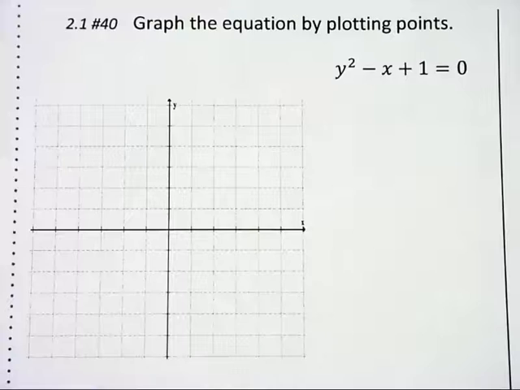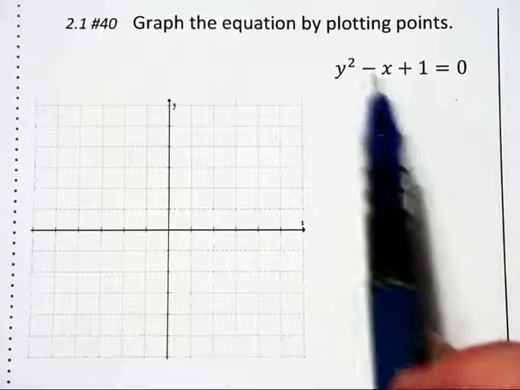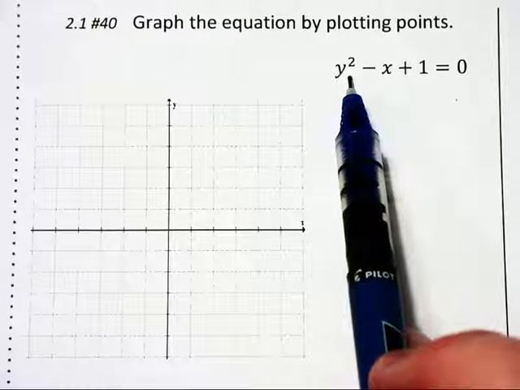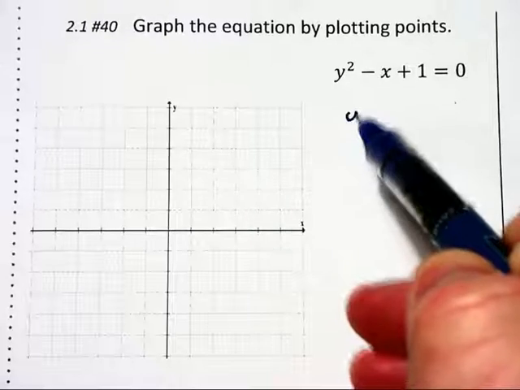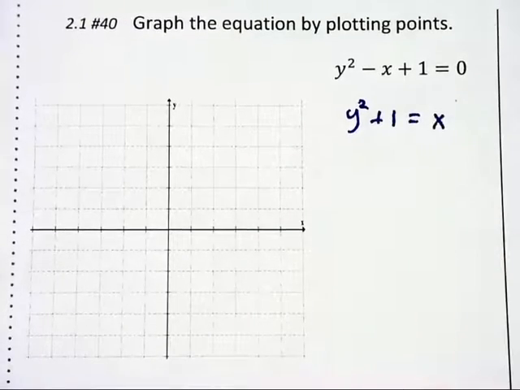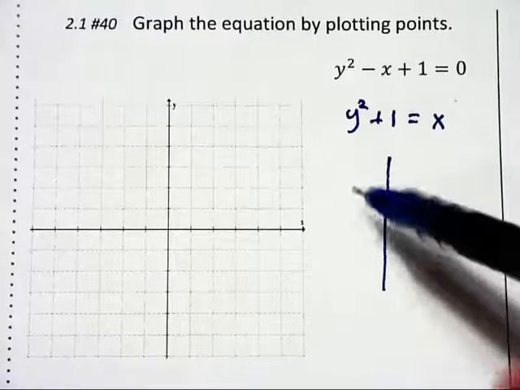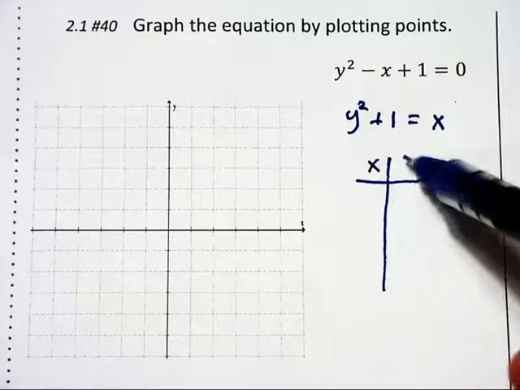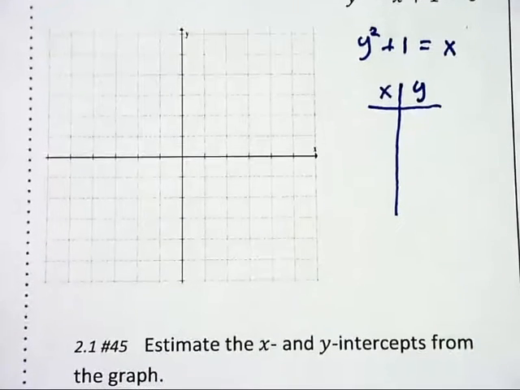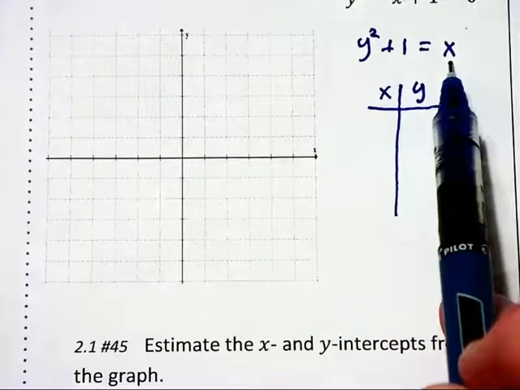We are asked to graph this next equation by plotting points. Notice how y is squared, and that's not something we usually have. I'm going to write this as y squared plus 1 equals x so that we can isolate the x, and it asks us to plot points, so I'm going to set up an xy chart. But it's easier on this problem to substitute in values of y as the input to get x coming out.